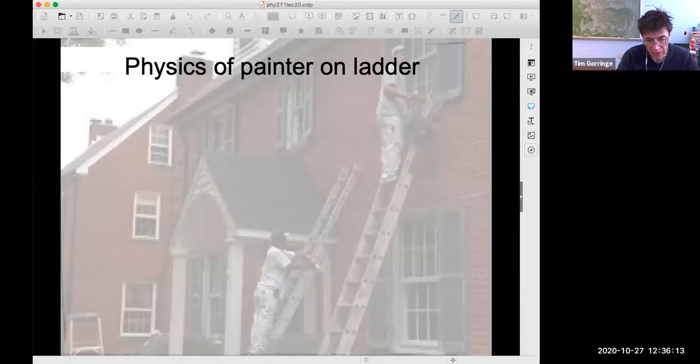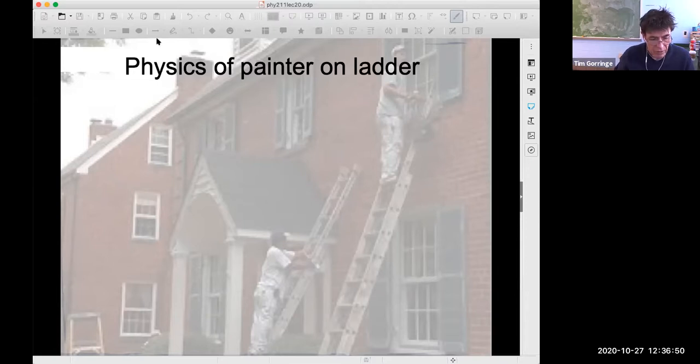The physics part of this problem of the painter and the ladder is how high up the ladder can the painter safely climb without the ladder falling or sliding down. And so we're going to explore this, and we'll discover it depends ultimately on the friction of the ladder with the ground. And we're going to relate the friction of the ladder with the ground to the safety of the painter on the ladder.